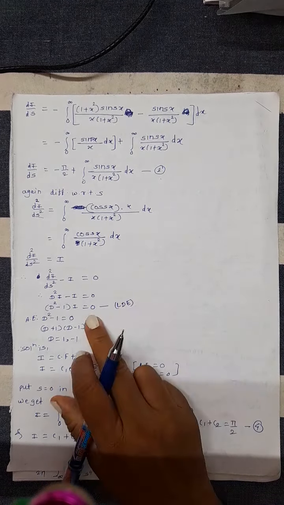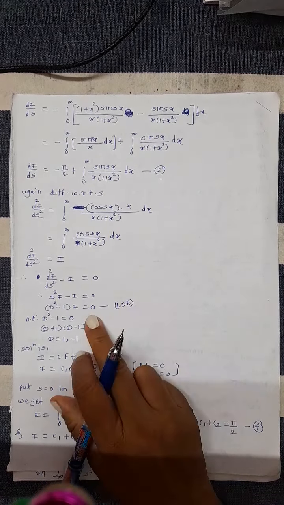Now what is the solution? The RHS side is 0, that's why no PI is there. Solution of this is I is equal to CF plus PI, where PI depends on the RHS side of the equation, which is 0, that's why it is 0 here. And CF depends on the roots of the equation. Roots of the equation are simple and different, that's why the solution is C1 e raised to 1 into s plus C2 into e raised to minus 1 into s. This is a simple LDE. Call this equation number 3.